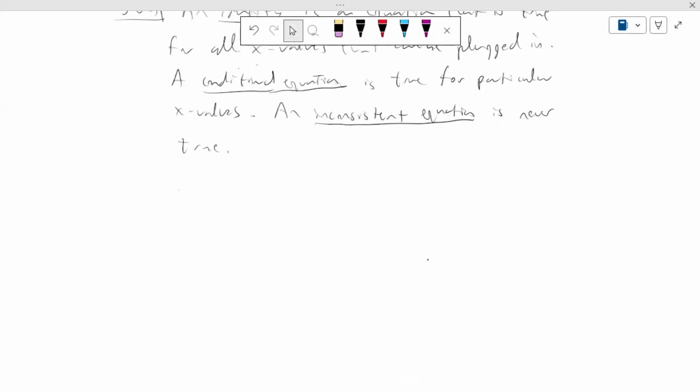So example, identity. Okay, here's a really easy one. x plus 4 is equal to (2x plus 8) divided by 2. Yeah, this is true for every single x value, right? If you simplify the right-hand side, you'll see that you get x plus 4, basically. Okay. So this is an identity.